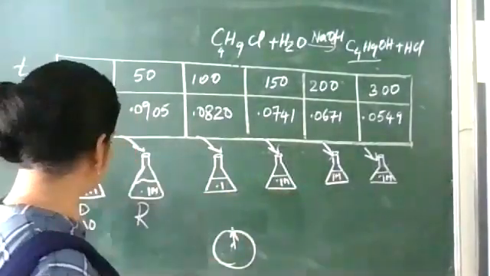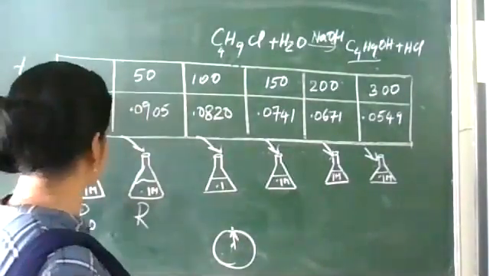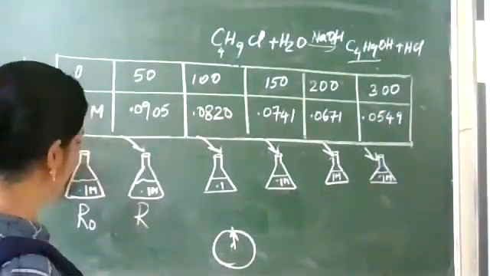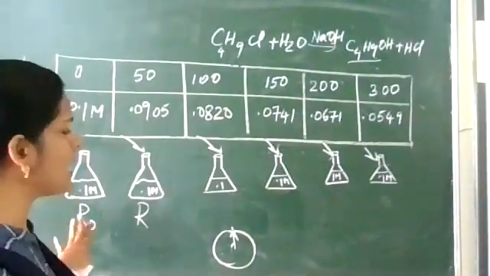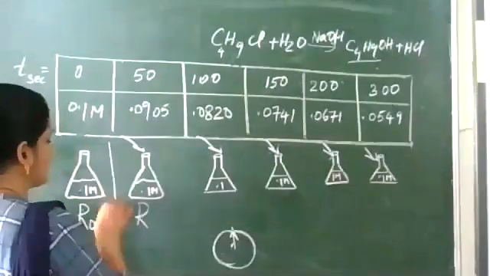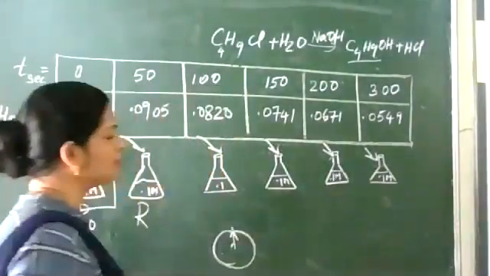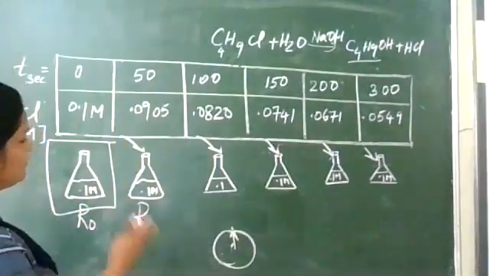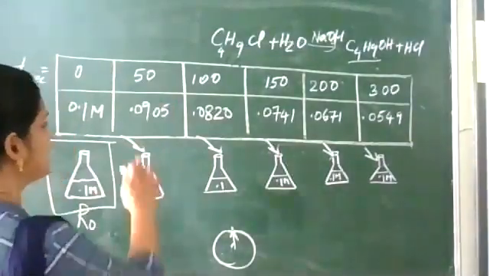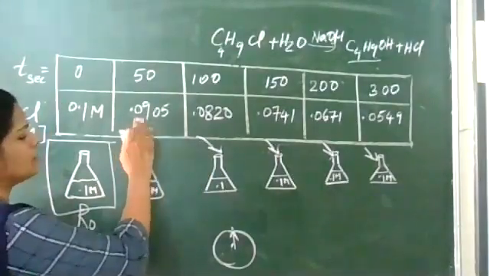This is to be kept as a reference. At 0 seconds, the 0.1 molar, we do not have to keep this even, because we already know that 0.1 molar was added. After 50 seconds, what is remaining of this C4H9Cl? By doing some experiment, they came to know the amount remaining here.